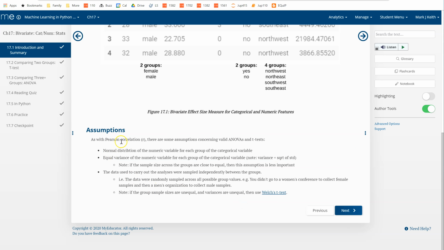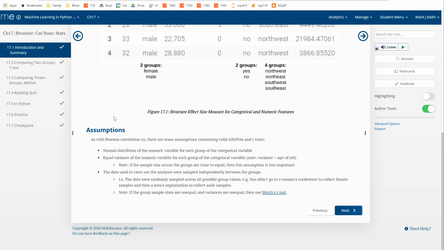All right, so assumptions of a t-test. You might remember when we were looking at numeric to numeric features, some of the assumptions were things like a normal distribution and no heteroscedasticity. So the assumption of a normal distribution applies with an ANOVA and a t-test once again for each group of the categorical variable, and obviously as well as the numeric label we're comparing it to. There does need to be equal variance of the numeric variable for each categorical group.